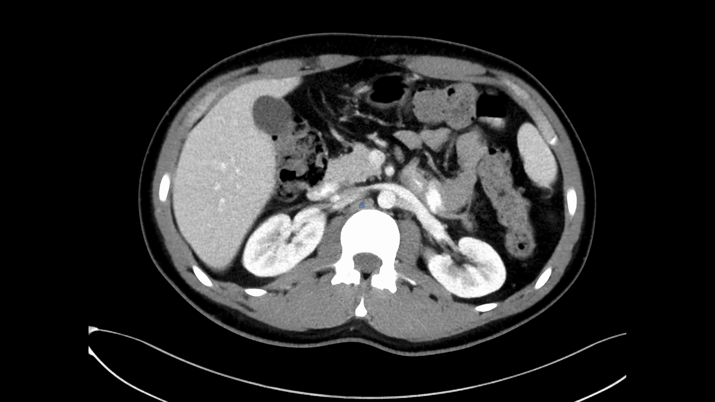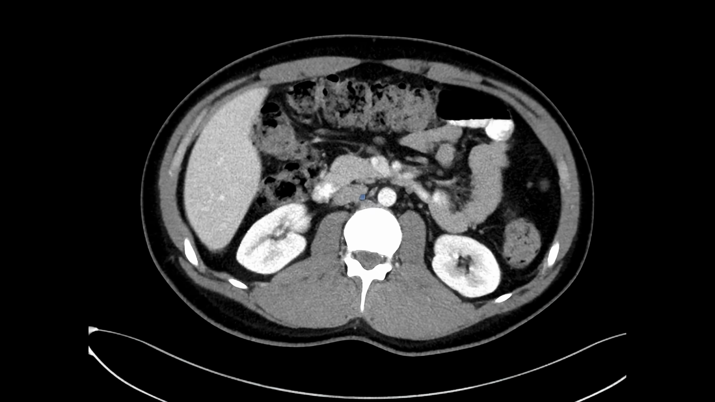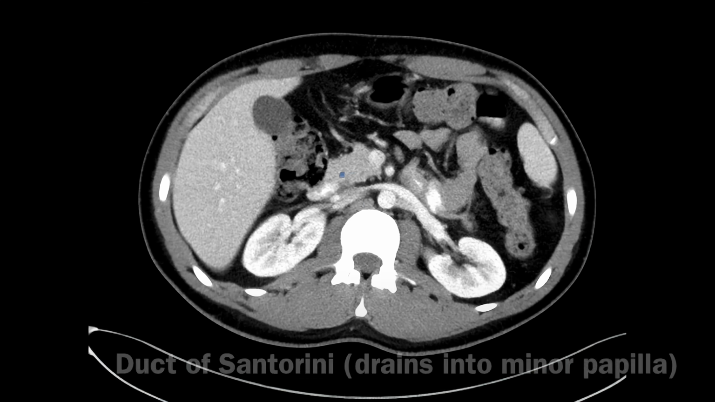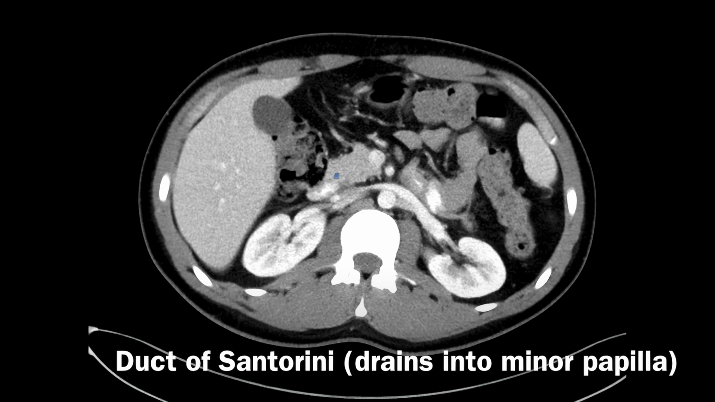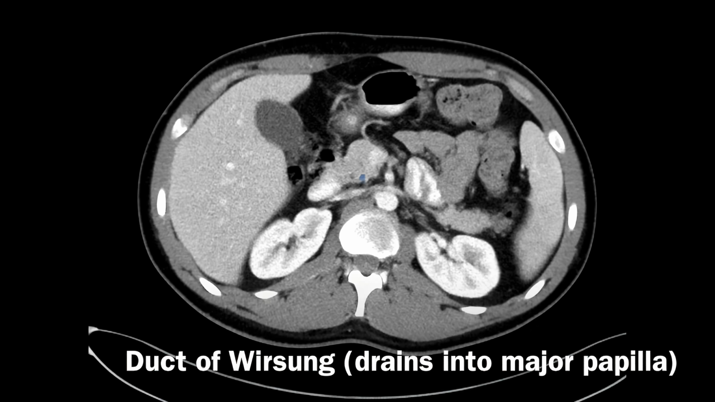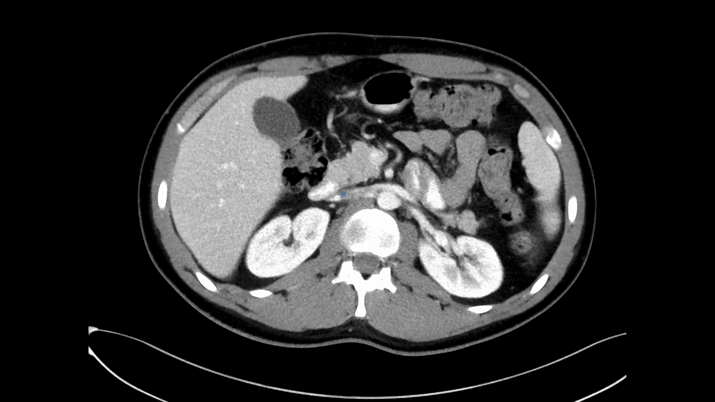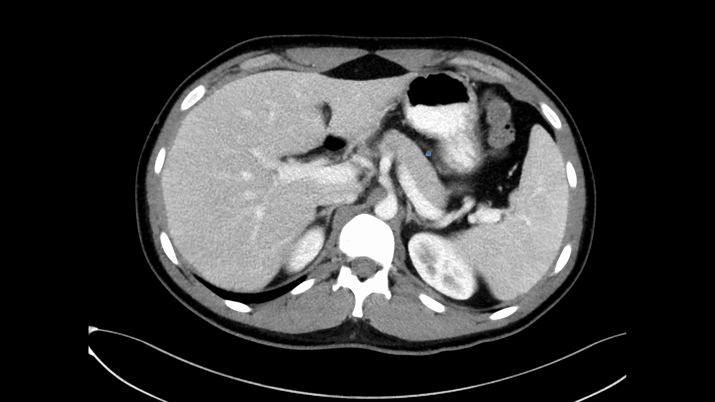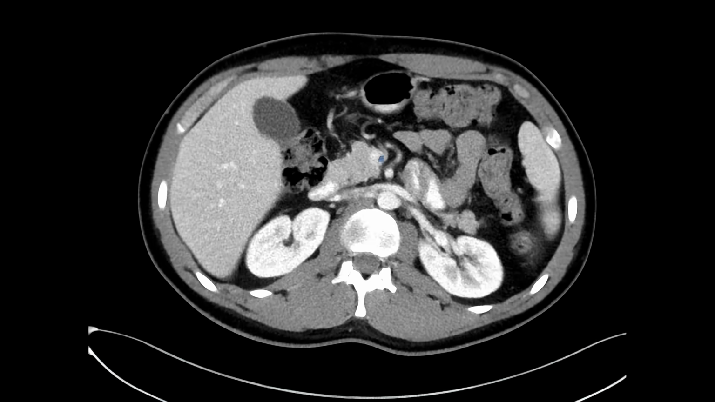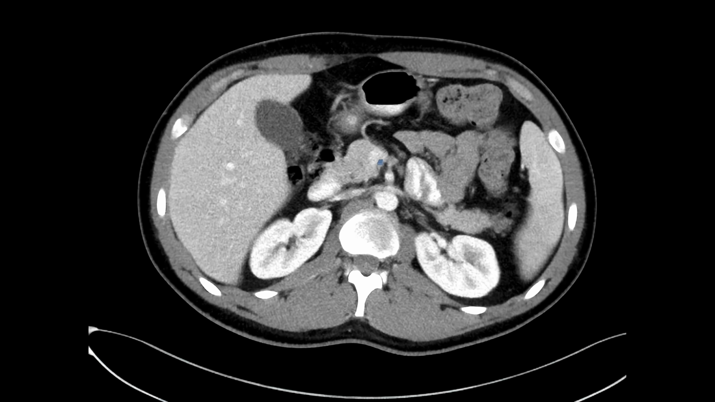People often mix up the Santorini and Wirsung, but just remember that Santorini is the one that inserts up here at the minor papilla, and Wirsung is the one that inserts down here where the CBD is. But if you remember anything, just remember main pancreatic duct and CBD, and then remember divisum, which is the most common variant.